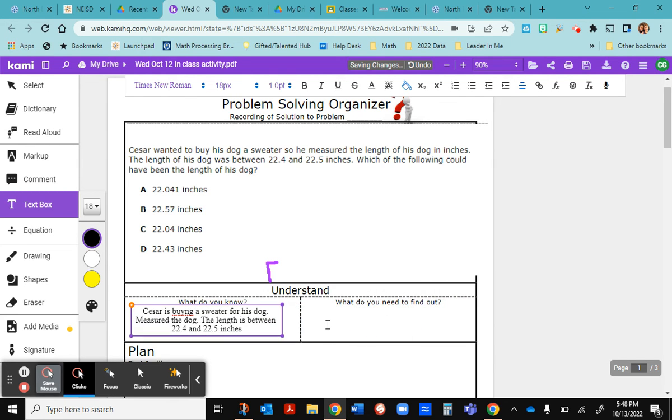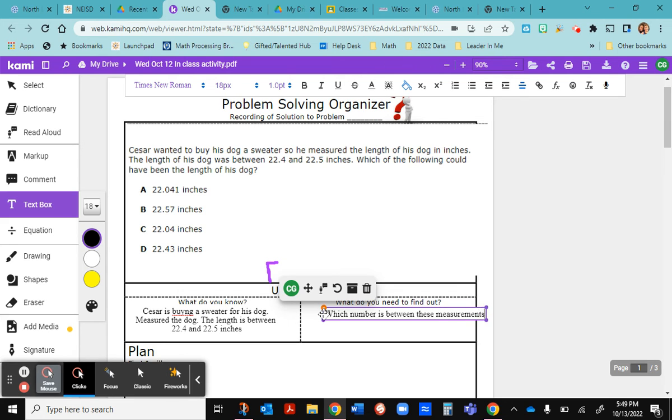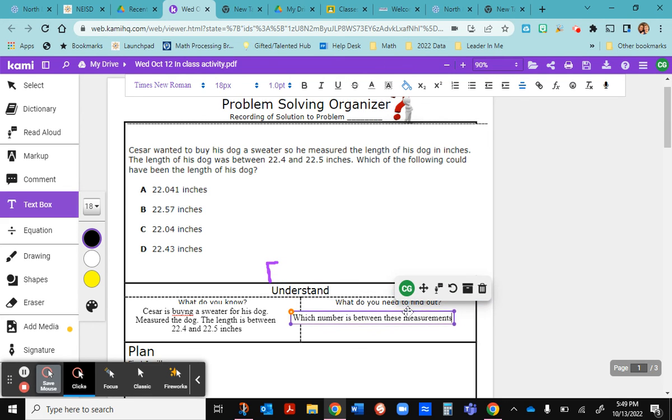Now, what do I need to find out? Yeah, exactly. Which number is between these two numbers, right? These two, let's say decimal numbers. Okay, so which number is between these two? Let's say measurements. I like that better, because then we say numbers too many times and it's creating chaos with our brain, and we don't want to do that anymore.